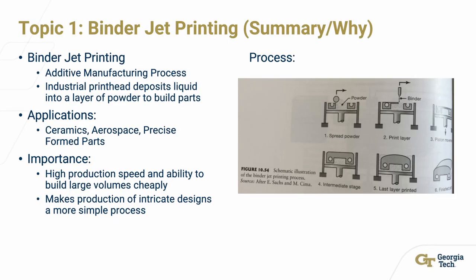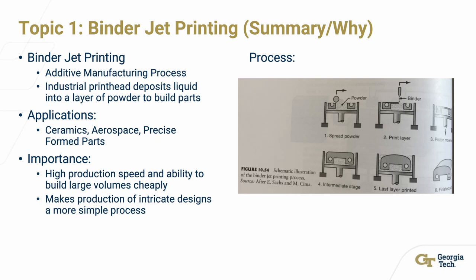Our first topic is binder jet printing. This is one that I really enjoyed, where it's essentially an additive manufacturing process where you'll have a print head and it deposits liquid binder into a layer of powder particles, and that builds the parts because essentially you're allowing that binder to bring in those powder particles and it builds parts on top of it. This is really widely used in ceramics, aerospace, and more precise form parts. Think your scale models, toys of that sort, where it has to be a very precisely formed figure.